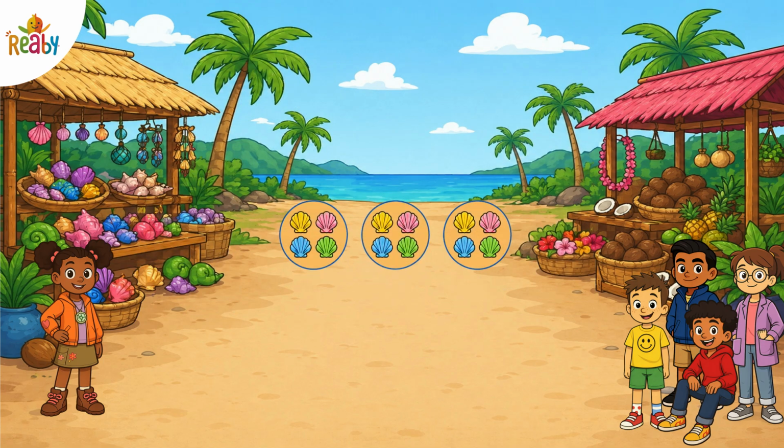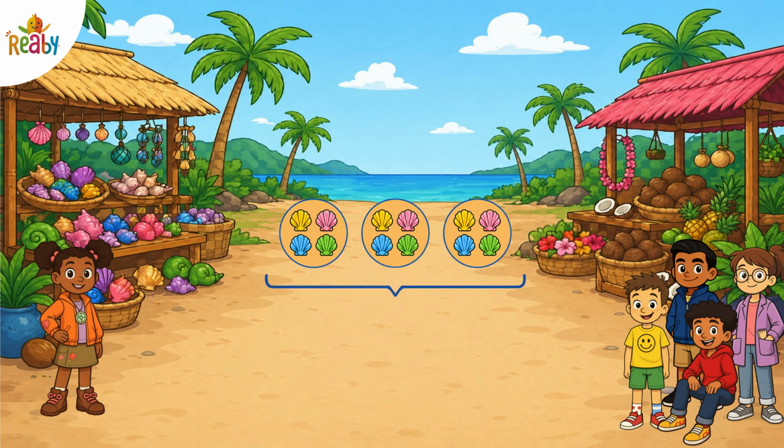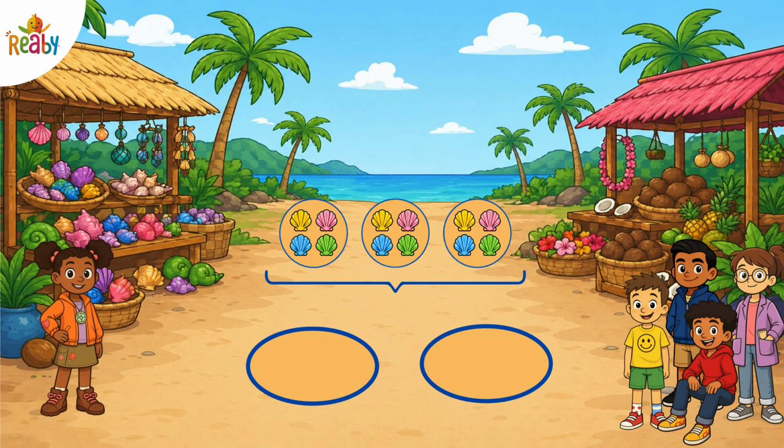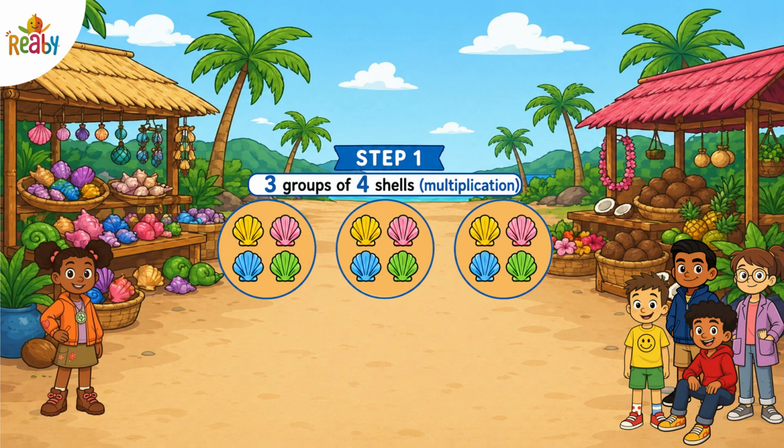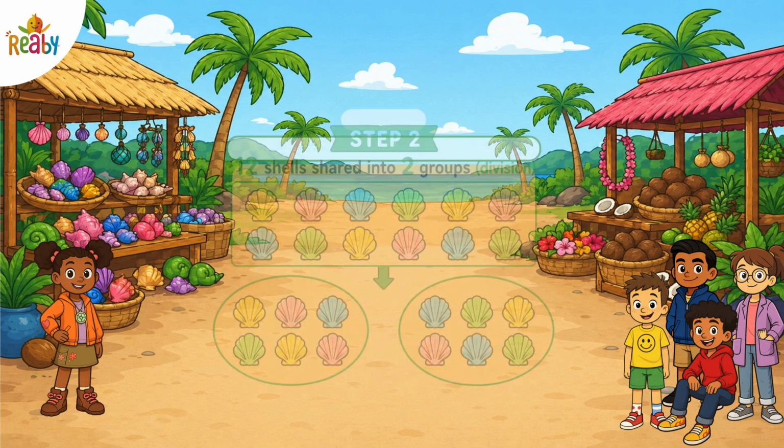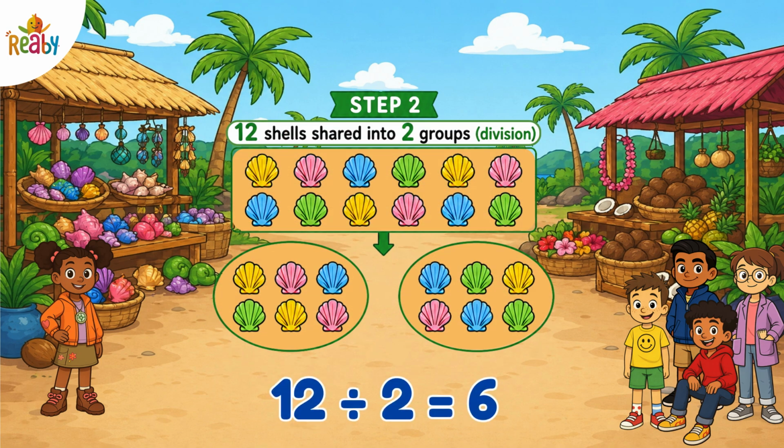There are 3 groups of 4 shells. Then all the shells are shared into 2 equal groups. How many shells are in each group? Step 1. Multiply. 3 times 4 equals 12. Step 2. Divide. 12 divided by 2 equals 6. Answer, 6 shells in each group.